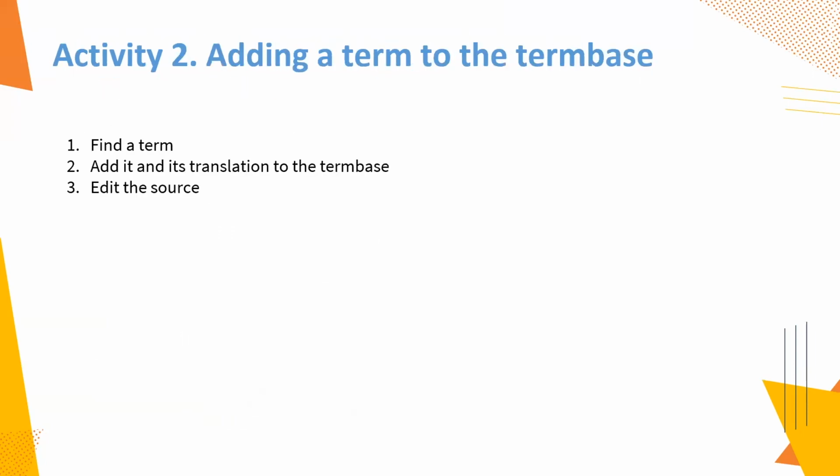The second activity is to add a term to the term base. First, we need to find a term in our source text and then add it with its translation to our term base. Then if needed, we could edit the source of the term.